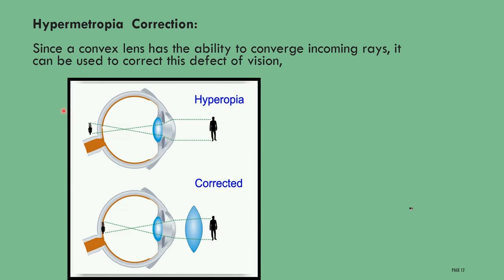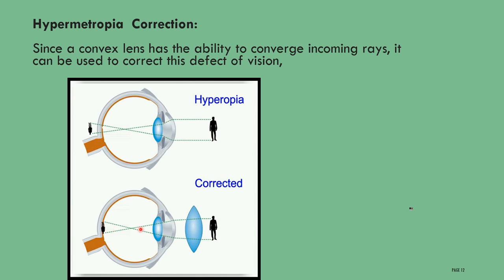Hypermetropia correction. Here you can observe, in the case of hypermetropia, the image of an object forms beyond the retina. How will we correct it? It has to form on the retina. We will use a convex lens. Which type of lens will we use here? A convex lens. Why do we use only a convex lens? A convex lens is a converging lens. Whatever light rays fall on the convex lens will get converged and meet at a single point on the retina.